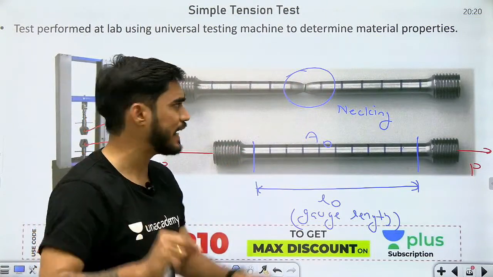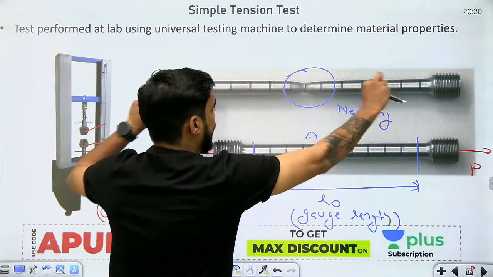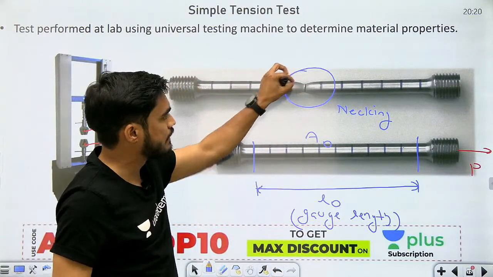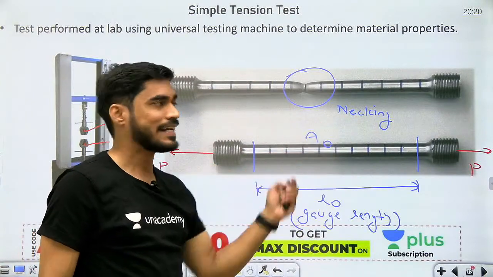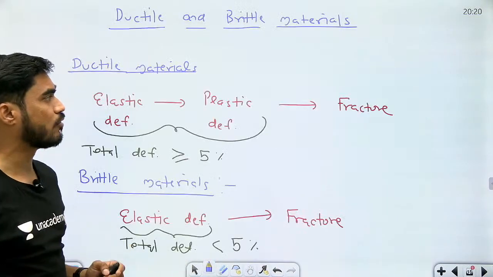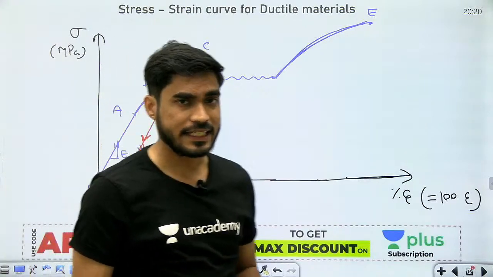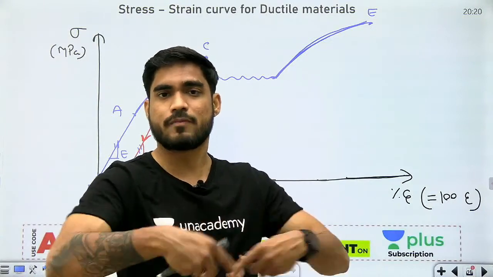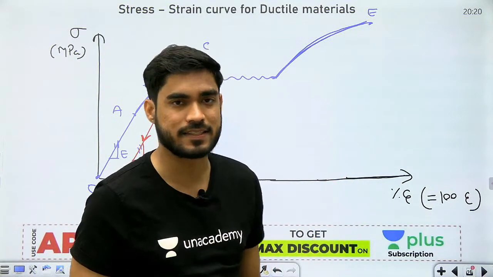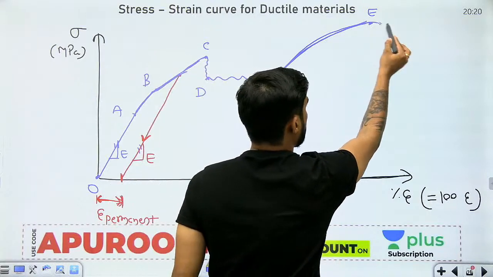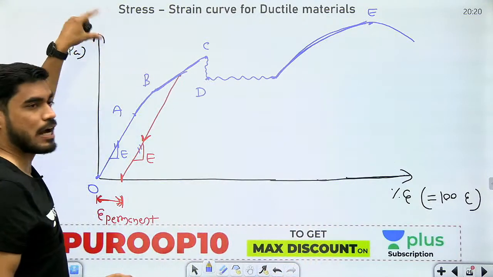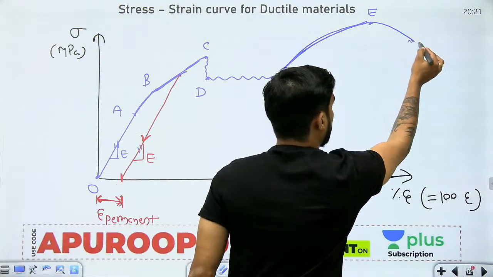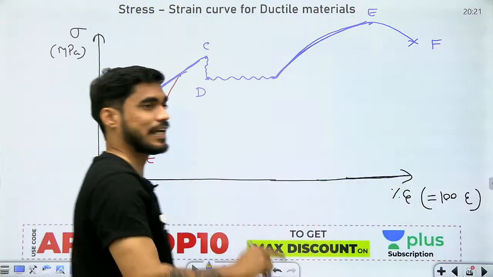The cross-sectional area in a particular region, not the entire specimen, in a particular region of the specimen, the cross-sectional area will suddenly reduce, which is known as necking. So beta, due to this necking, what will happen? Due to this necking, the resistance of the material will become less. So now the material will not be able to offer that much resistance. So this curve will start to go down. बेटा यहाँ पे P की वैल्यू कम हो रही है. The resistance is getting dropped. So this curve will start to go down, and after a point, the material will break.